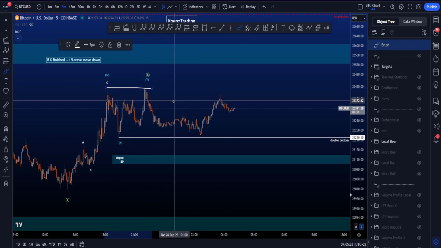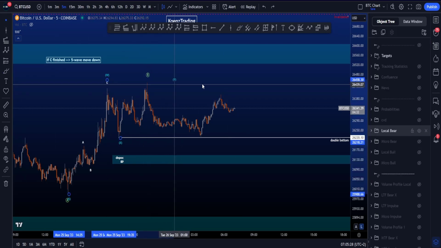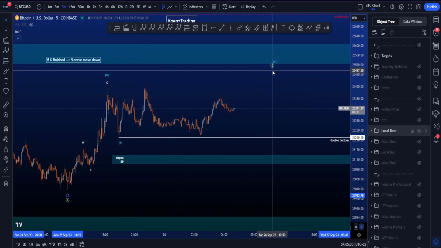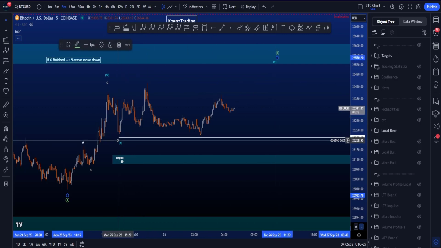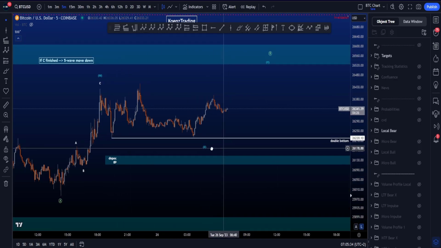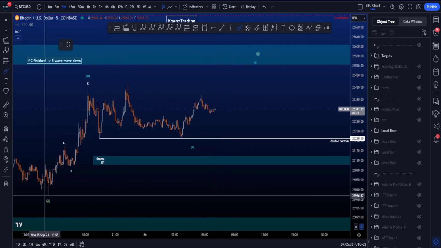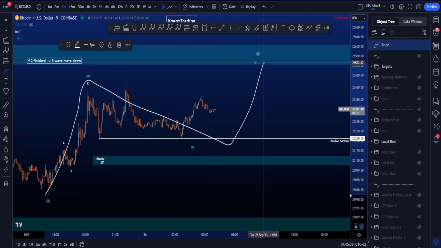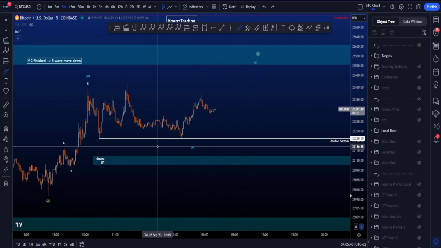As you can see, it was basically a swing failure pattern. So therefore the probabilities are higher that this scenario is not yet finished and that we are still looking at a move towards the upside in a bigger W, sideways X, and then eventually another Y towards the upside.